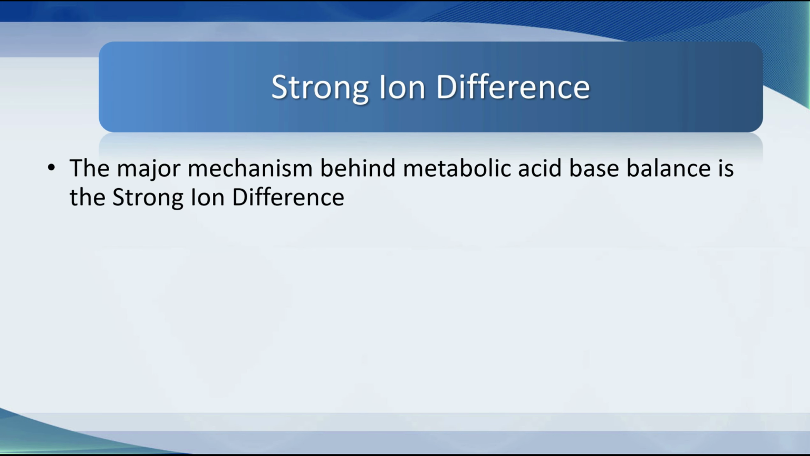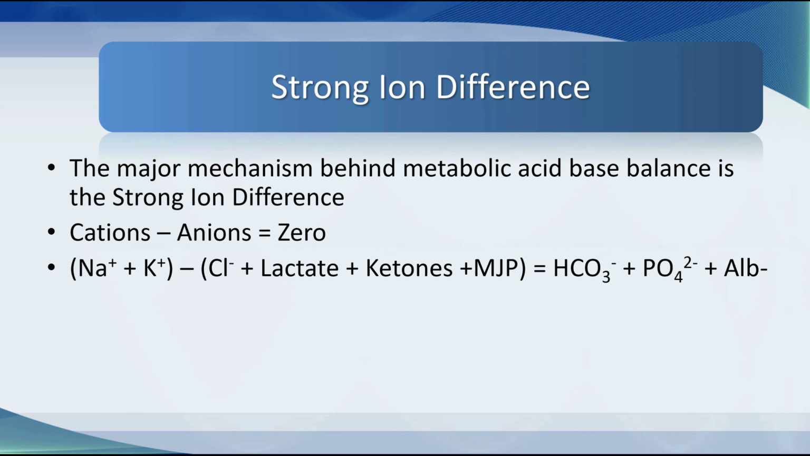The strong ion difference is the major mechanism behind metabolic acid-base balance. The cations minus the anions equals 0. So the sodium plus the potassium minus the chloride plus the lactate plus the ketones plus the metabolic junk products equals the charge that's carried on all the other anions, bicarbonate, phosphate, and albumin. And this is analogous in some ways to the anion gap.